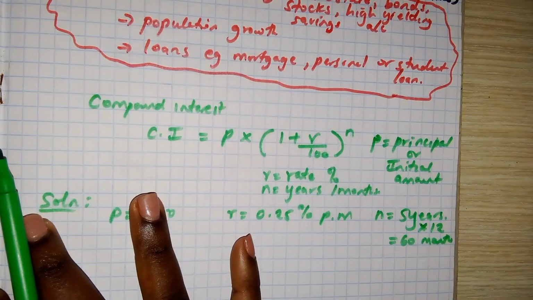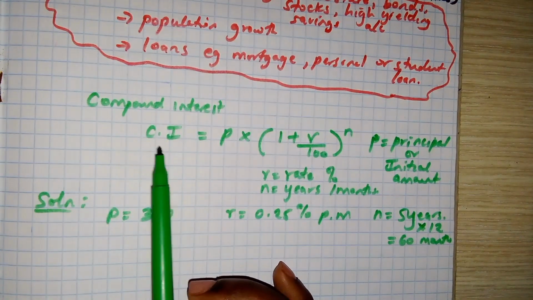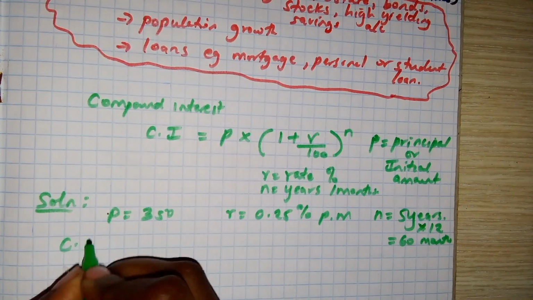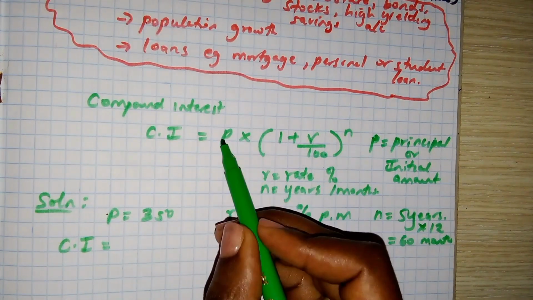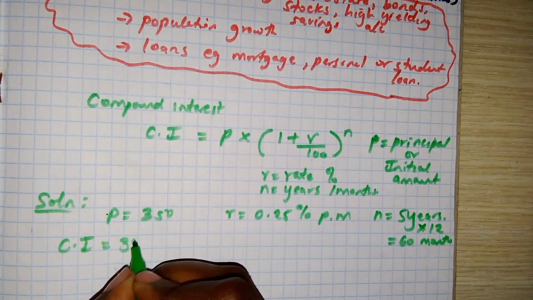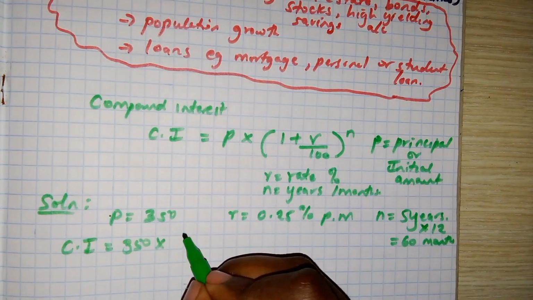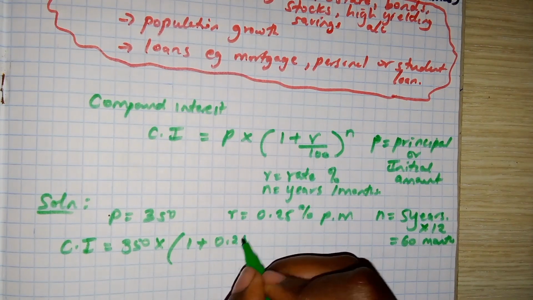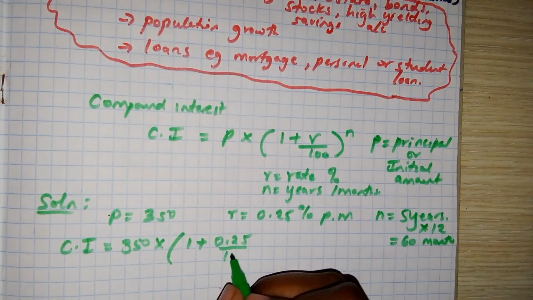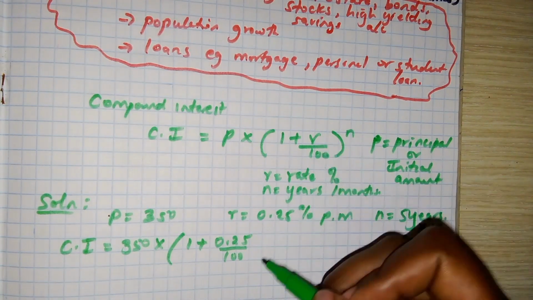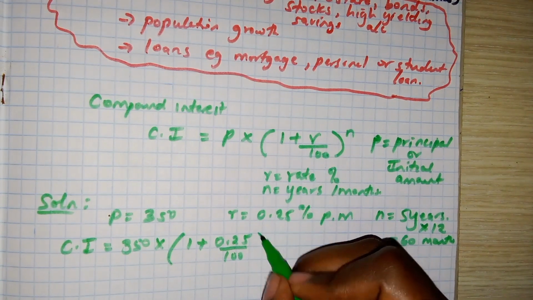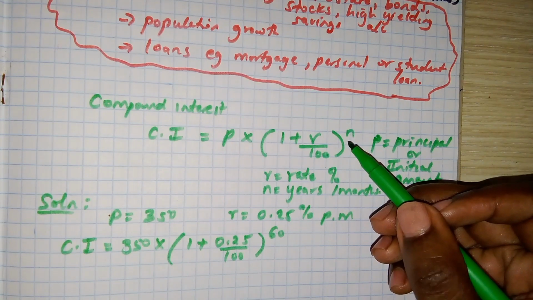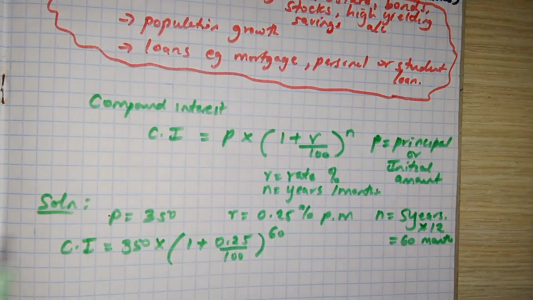Now applying the formula, we substitute. So we are finding the compound interest. Compound interest therefore would be P, which is 350, times bracket 1 plus 0.25 all over 100, because it's percent, and then power 60. We've converted the time to months.